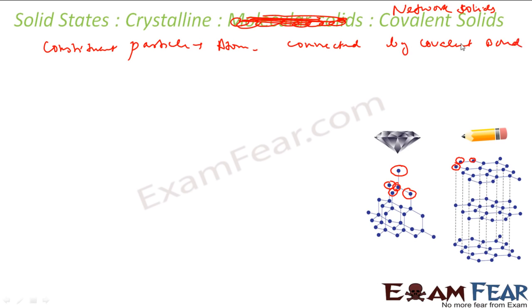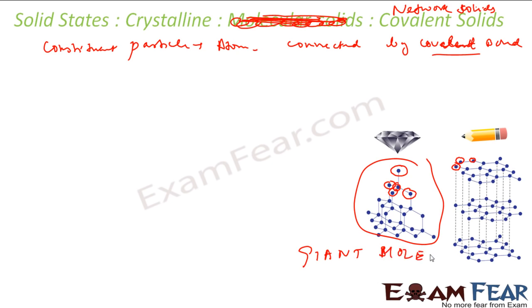I hope you understand what covalent bond and ionic bond are. If you don't understand, please watch my previous videos where we explained this. So a network of covalent bonds is formed throughout the crystal, and this is a giant structure. Since they form a giant structure, it's also called a giant molecule. It has been given the name giant molecule because it forms a giant structure.